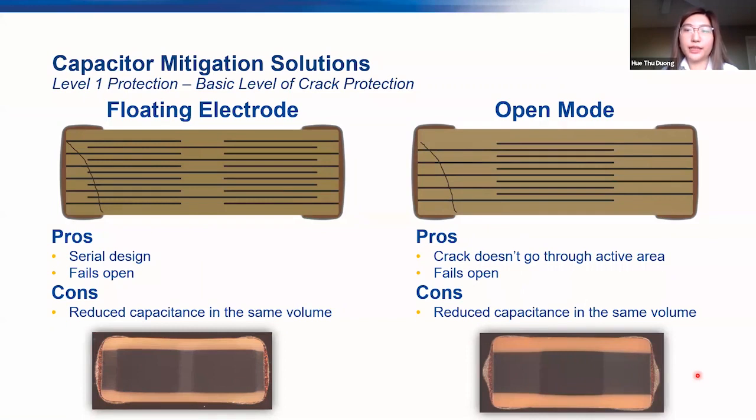In the open mode design, the electrodes are designed to be further away from the end terminations, and if the capacitor does crack, the crack will propagate to the termination and avoid the active layers of the capacitor, which will fail open and prevent a short circuit. Now, these are both great solutions for flex cracking, but the trade-off is that each one will have a reduced capacitance in the same volume. So that's something to keep in mind when choosing this solution.